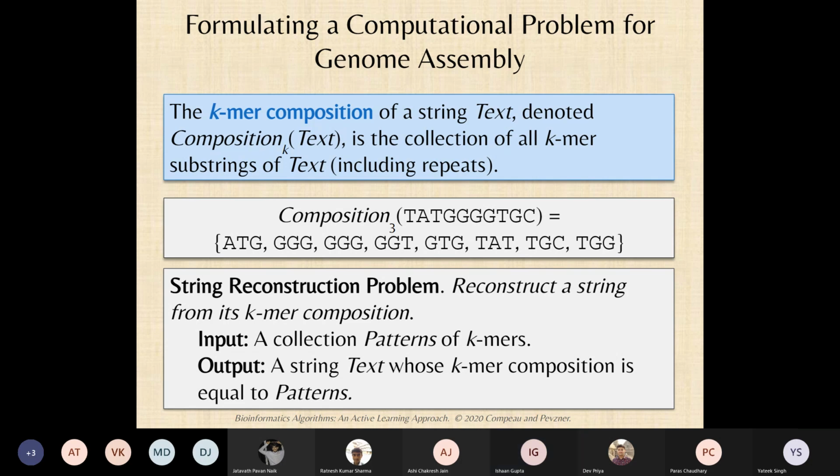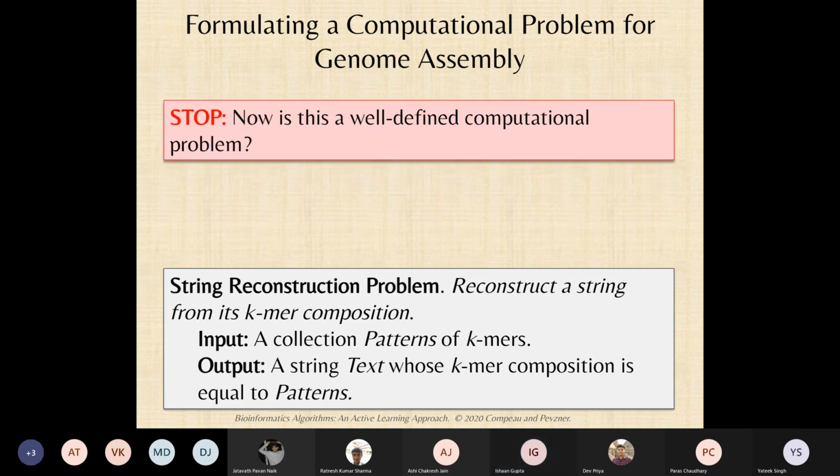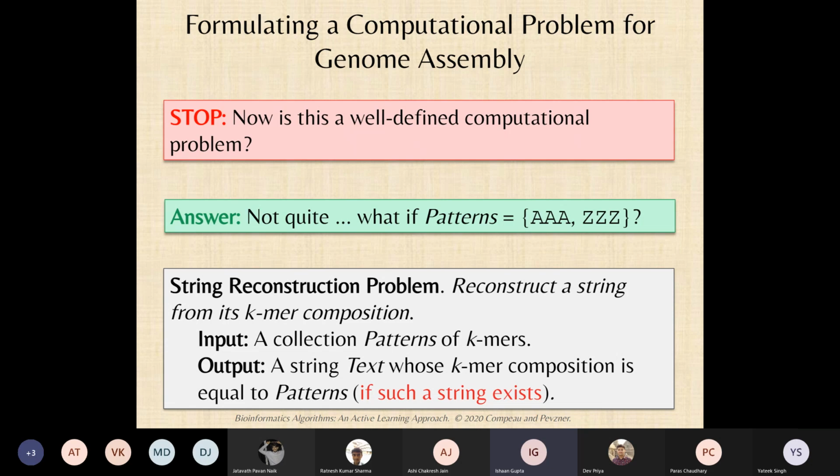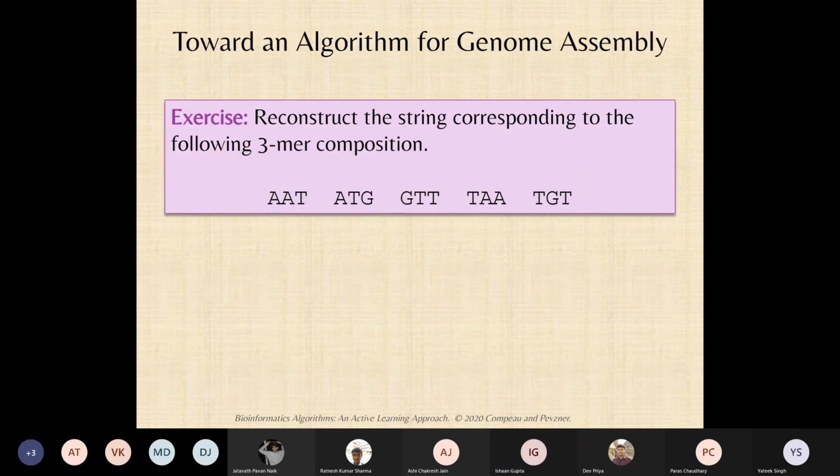But here again, the problem is that we don't really know what happens if the patterns are non-overlapping. If there would ever be a string that exists with certain weird patterns that are there inside the k-mer set. Okay, so now we have to define the problem even more precisely.